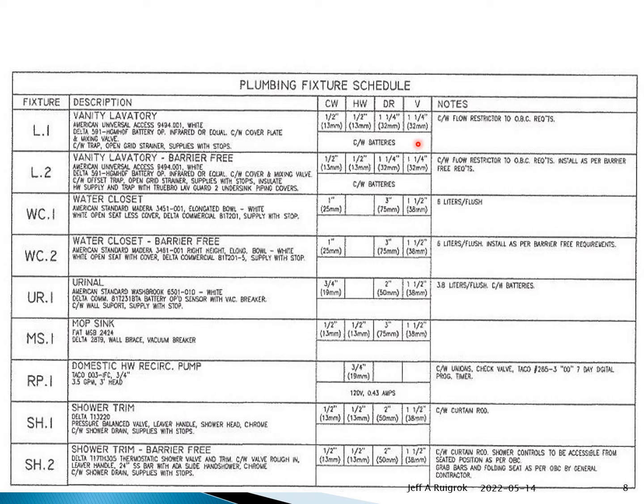so both numbers. Anyway, so that's the lavatories, a couple of different water closets, a urinal, mop sink, recirculating hot water pump, shower trim, and the barrier-free shower trim. Anyways, all stuff you should be doing throughout this program, so keep an eye out for that when it comes. Even some notes.